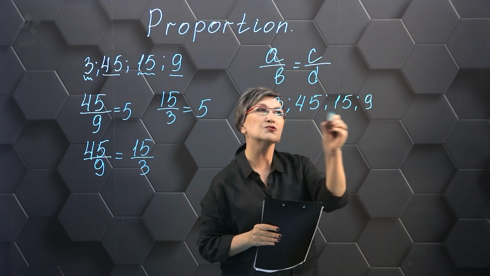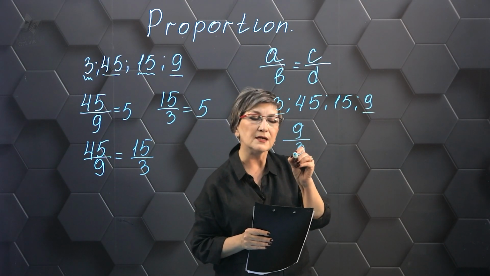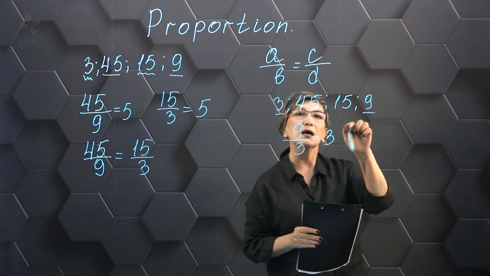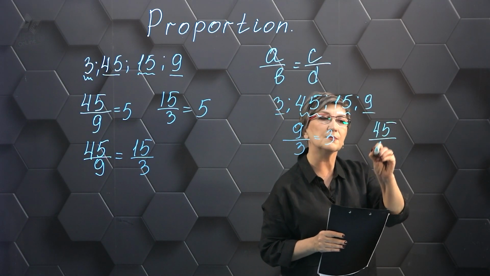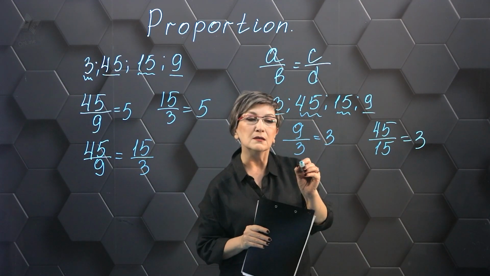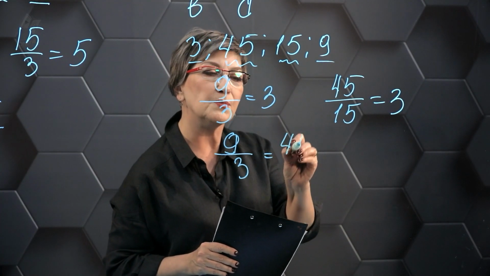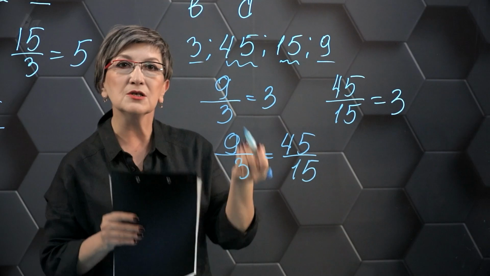If I take the numbers 3 and 9, 9 divided by 3 equals 3. That leaves the numbers 45 and 15. 45 divided by 15 also equals 3. Then 9 divided by 3 equals 45 divided by 15. And we have another proportion.